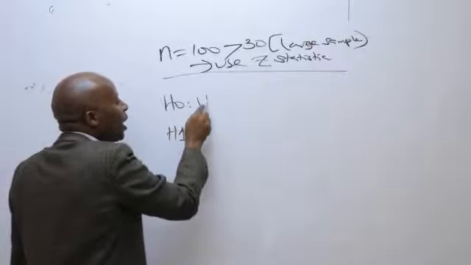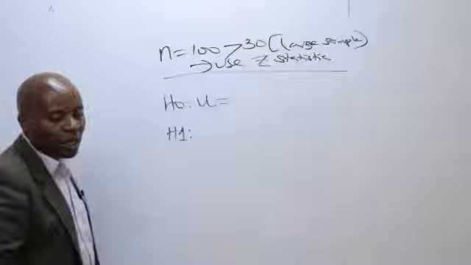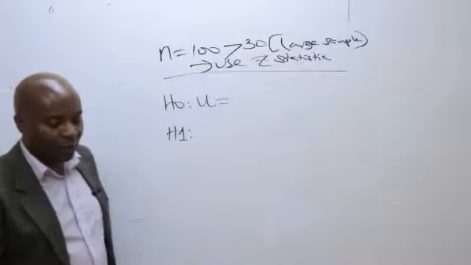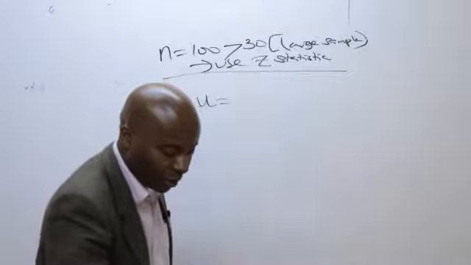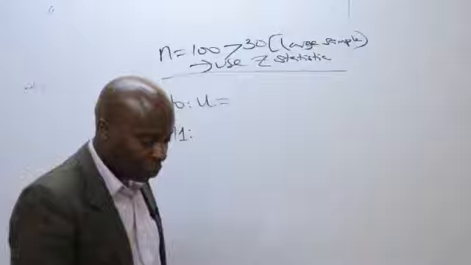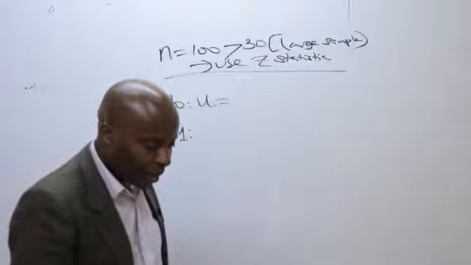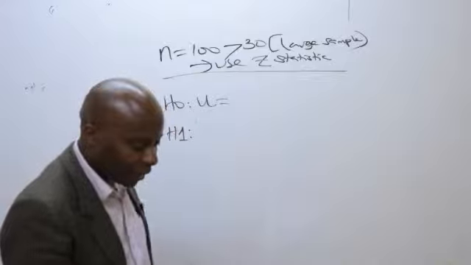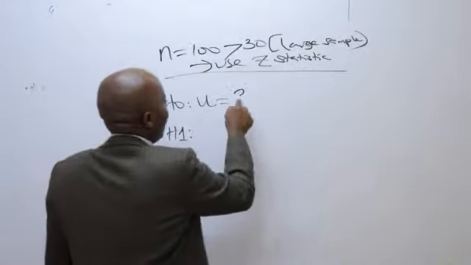So here we happen to be having the population mean. The population mean, ladies and gentlemen, they have told us in the question. Whenever you have the population mean, everything becomes very easy. The population has a mean of what here? A mean of 30.